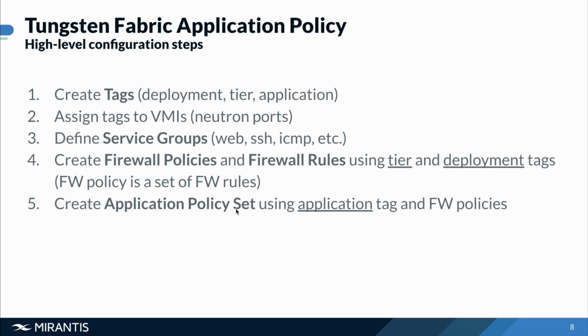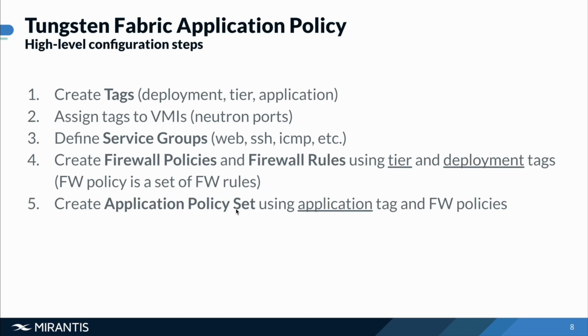Before we get started with application policy configuration in the lab, let me highlight the configuration steps to be performed. Keep in mind that all configuration actions will be conducted from the Tungsten Fabric Web UI, presuming that all the VMs with their ports in respective OpenStack networks already exist. The first step is to configure deployment, tier, and application tags, which are basically key value pairs. Next, the tags need to be assigned to VM ports, which is probably the most time-consuming task.